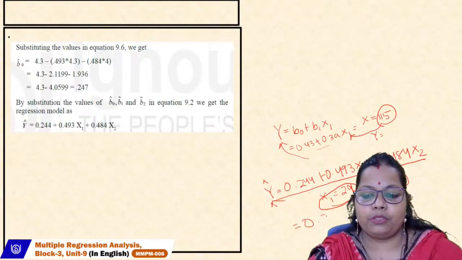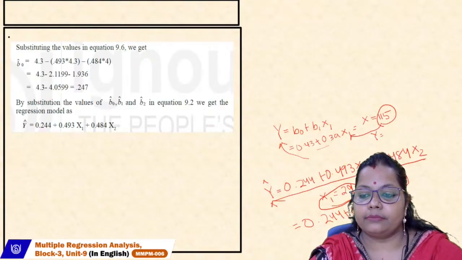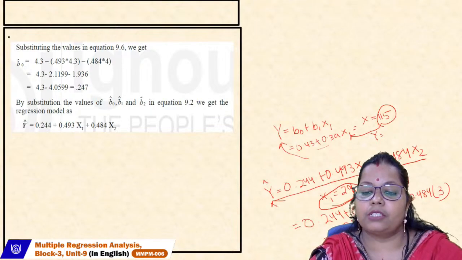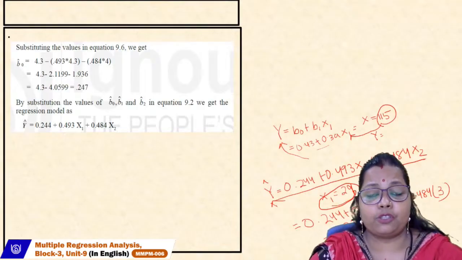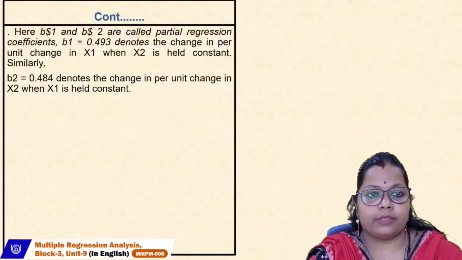Now just simply put the values in the equation, and you can easily get the answer. 0.493 into x1, which was our 24, plus 0.484 into 3. Then solve this equation, and the answer that comes will be the value of y, which is predicted with the help of these two independent variables.